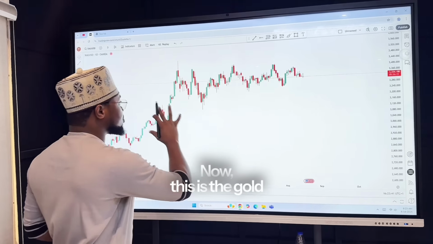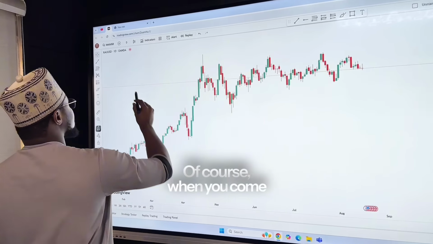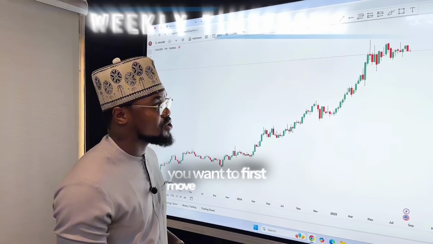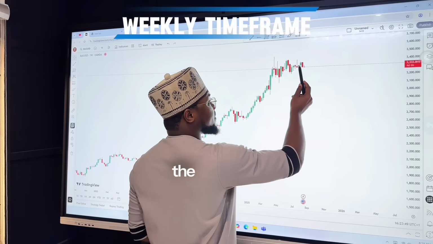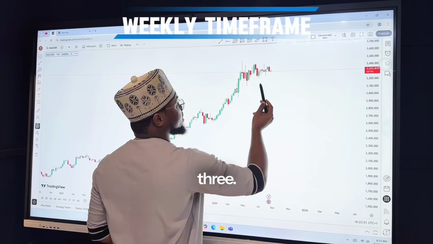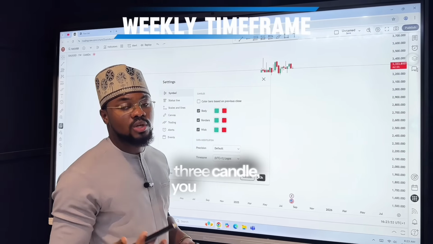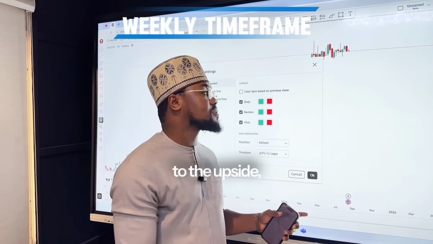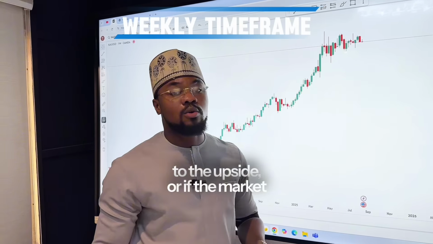Now, this is the gold chart. Of course, when you come to the gold chart, we all know that when it comes to market key levels, you want to first move to your weekly, right? Then you check the first three candles, 1, 2, 3. With the first three candles, you can easily deduce the movement of the market. Will the market be heading to the upside, or where?